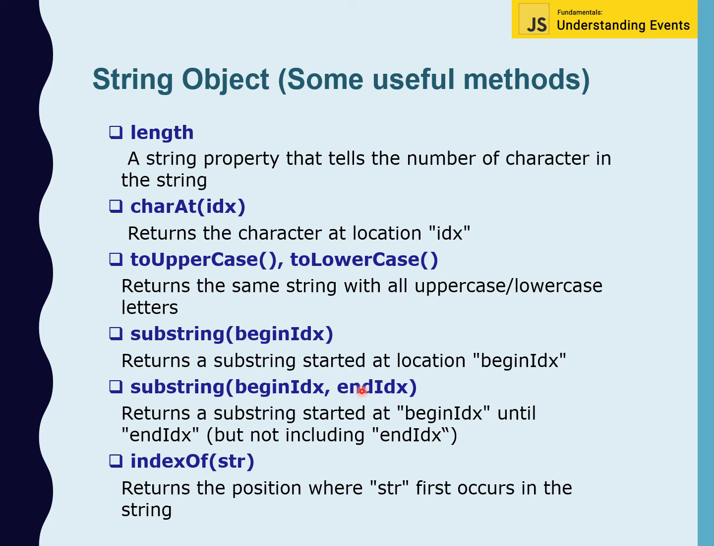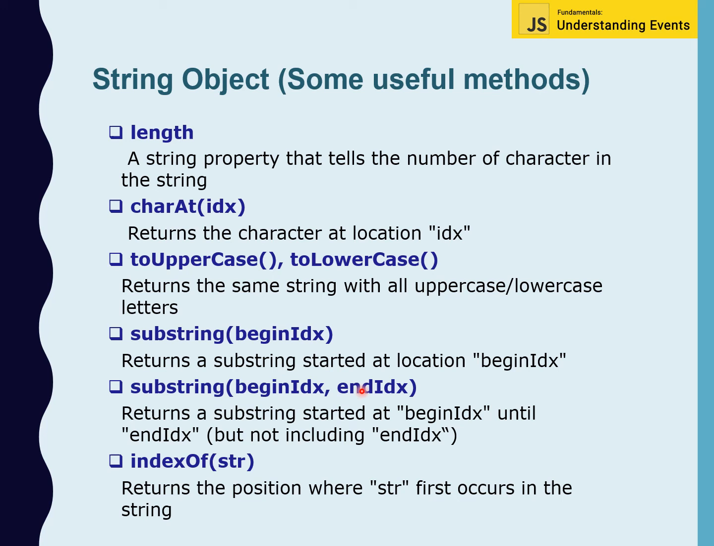The next function is indexOf(str). indexOf(str) returns the position where str first occurs in the string. So if you want to search for a string inside a string, we can use this indexOf(str). It will return the first occurrence of the corresponding str in a string. So these are the properties associated with the string object.